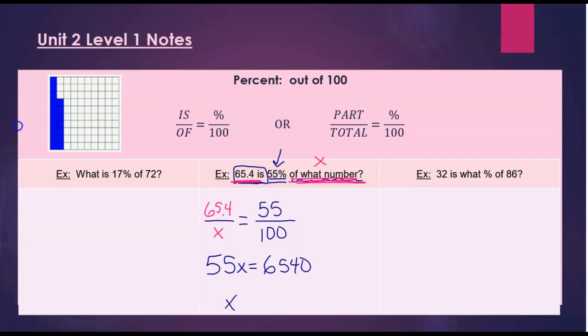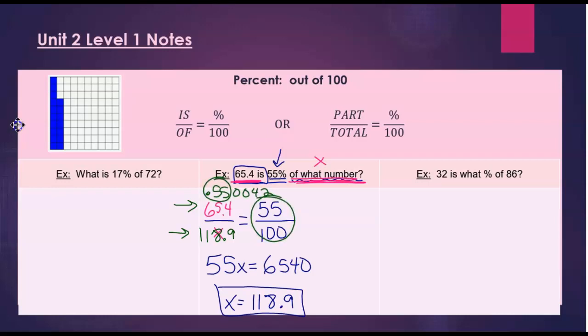and get 118.9, and that's rounded. And if I ask myself, does my answer make sense? Well, 65.4 divided by 118.9 is 0.550042. It's really close to that 0.55, which is 55%, and that's because we rounded that 0.9.